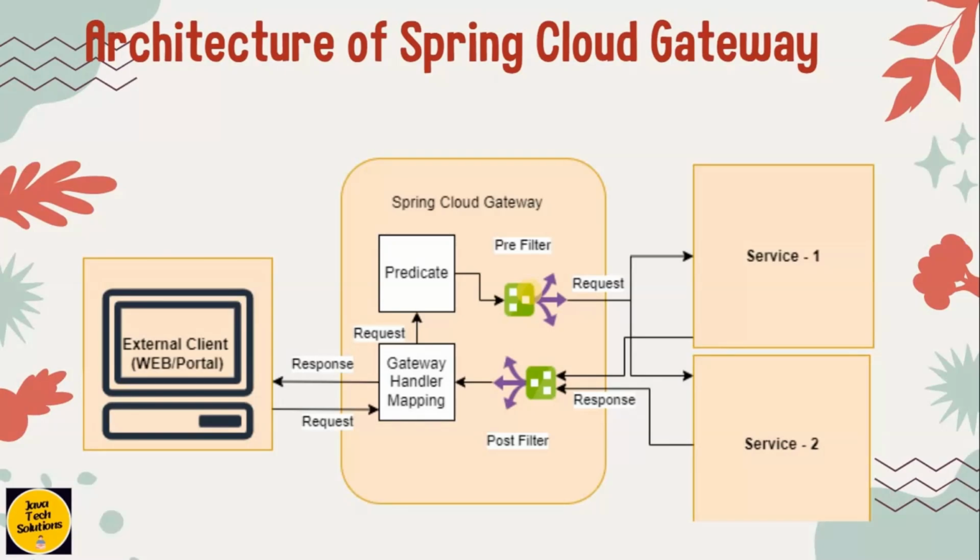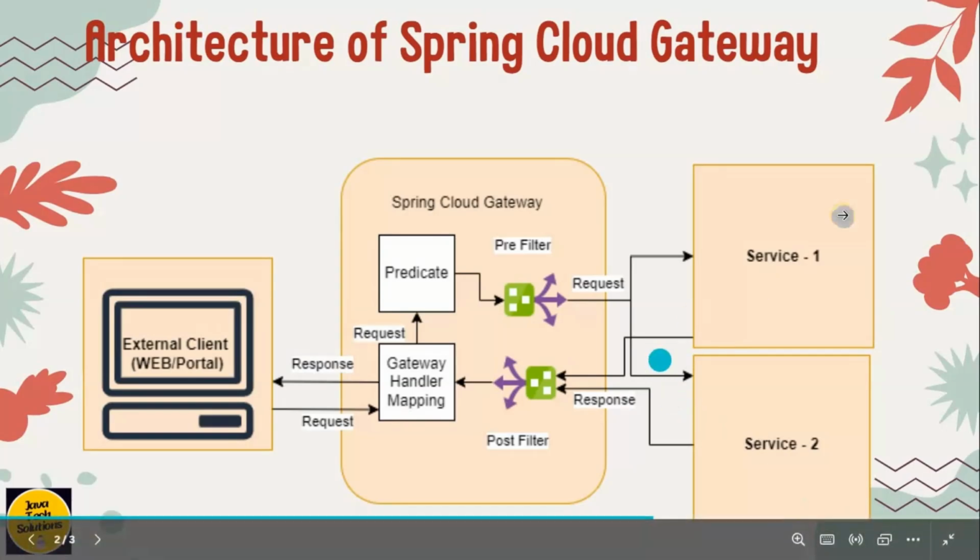What is the post filter? Once we send a request to the microservice, let's say one request into microservice 1, and after processing the request, it returns the response back. Before the response goes back over here, it comes through this post filter. Here we can again put some customized logic, or else we can also skip this one.